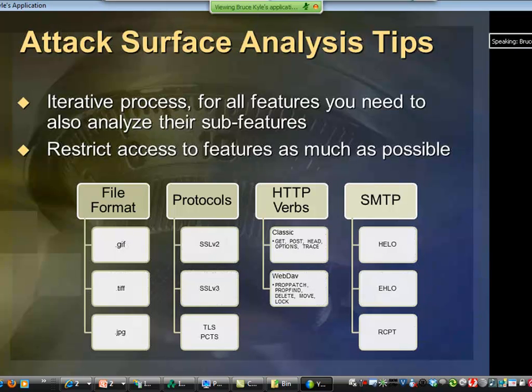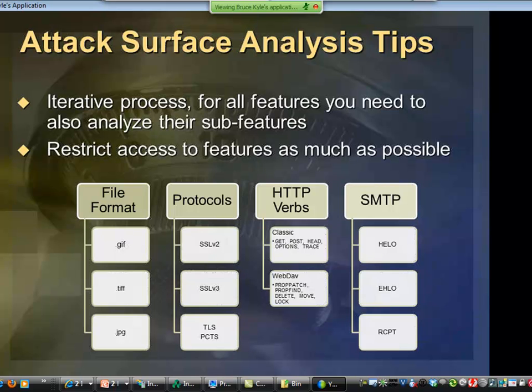This attack surface analysis is an iterative process. For each feature that you analyze, you must also analyze each of the sub-features, and again, you want to restrict access to those features as much as possible. For example, if your application in general processes files, you want to configure it to read only the most common file types that it accepts. You want to force a user to explicitly configure it to process a less commonly used file type.